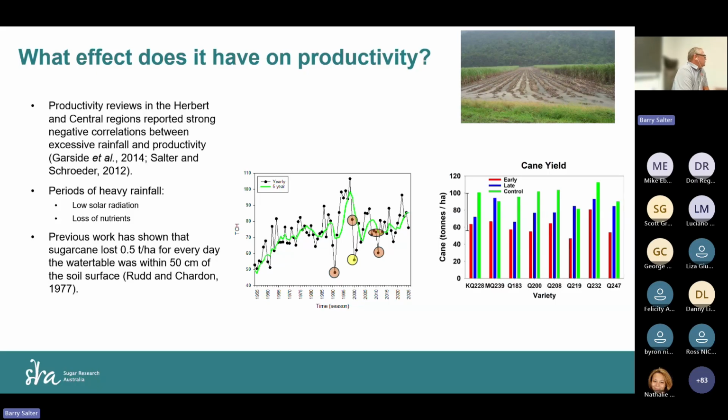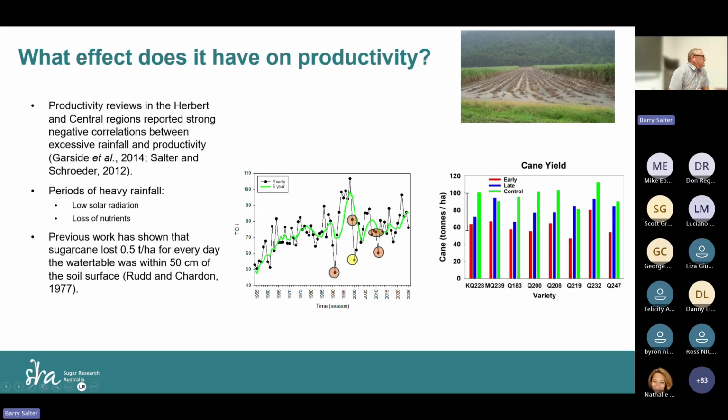Now, it's not just waterlogging that happens at that time. You also get low solar radiation, obviously, when it's raining, the clouds blocking off the sun. And you also get the issues with nutrient losses as well. But certainly the actual physiological effect of waterlogging is part of it. And look, there's this old rule of thumb that you lost 0.5 tonnes per hectare for every day that the water table was within the top 50 centimetres of the soil surface, which came from Rudd and Charter in 1977.